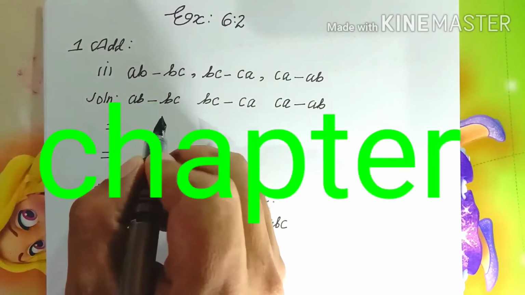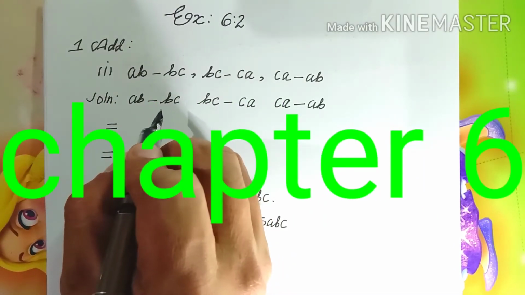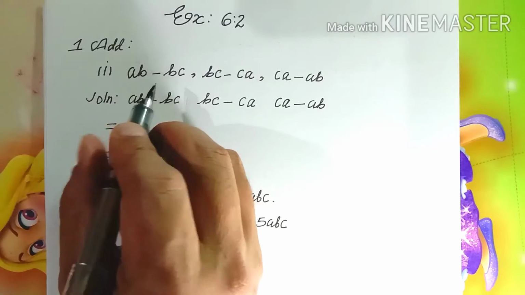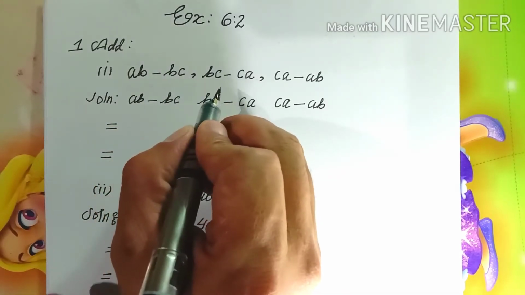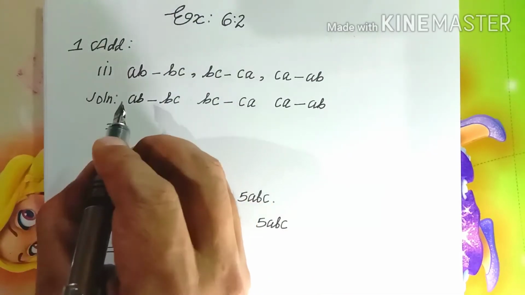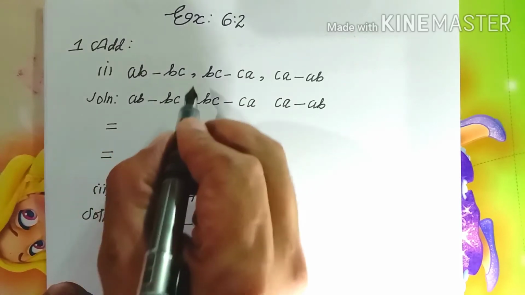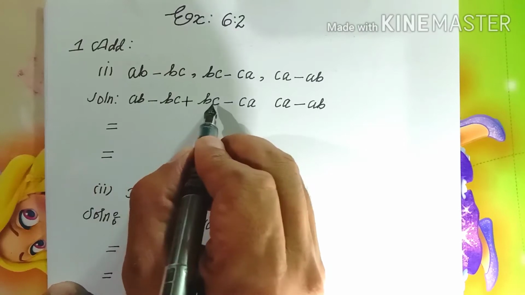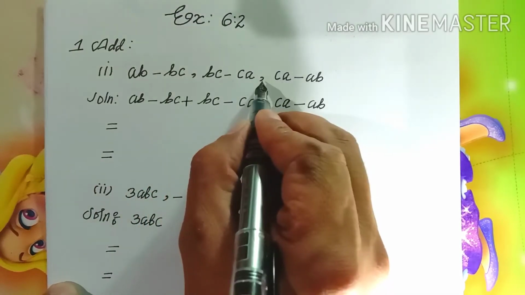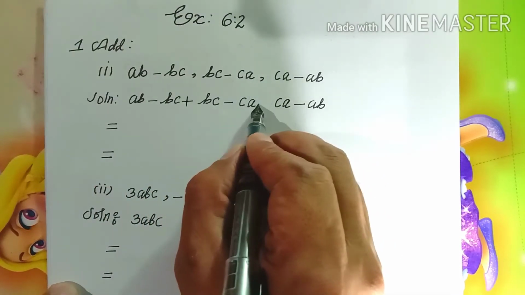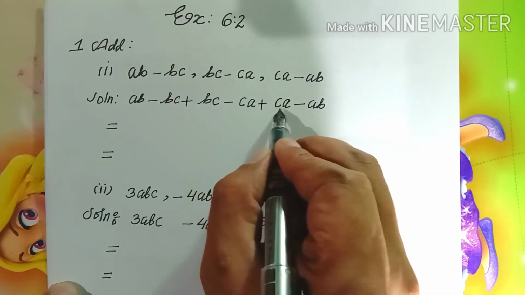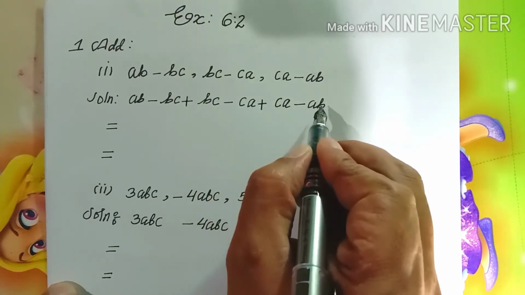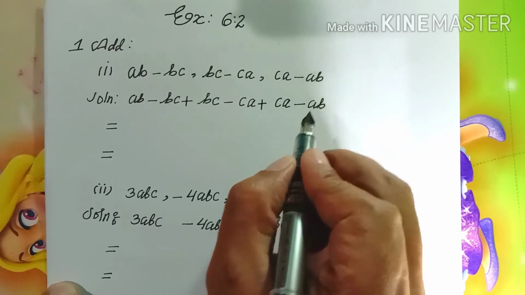Question number 1. Add the following algebraic expressions. So first you can replace the given comma with a plus sign. So we can see here AB minus BC. Now this comma you can replace with a plus sign, followed by BC minus CA. Again we get here a comma, so you can substitute it with a plus sign. So CA minus AB. After that, what you'll have to do is collect the like terms.